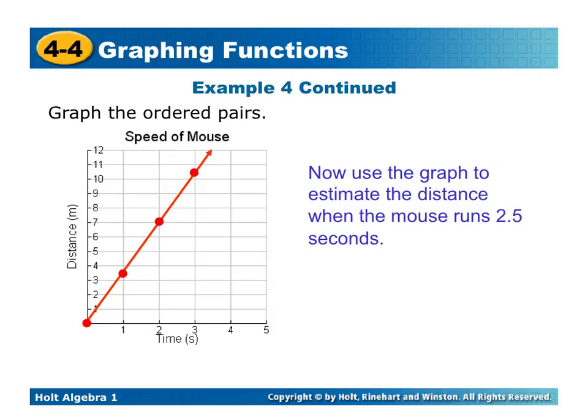Now we're going to use the graph to estimate the distance the mouse runs in 2.5 seconds. So what I'm going to do is go over to where 2.5 would be in our time and follow that up until I meet the graph. Now here it's a little bit below our 9 mark, so we would estimate that it would be about 8.75, not seconds, 8.75 meters, because we're talking about the distance that the mouse could run in 2.5 seconds. And I just got that by using the graph of the line and then drawing straight up to where I needed to be. If you don't have any questions, then you can go ahead and get started on your homework.